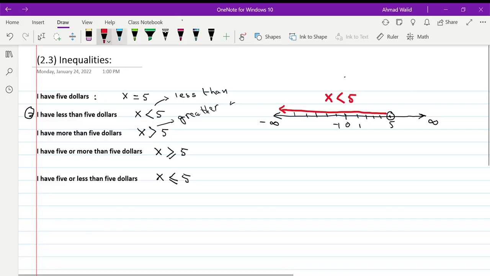Or in the new books, including your book, instead of open circle, we use parentheses. You open a parenthesis to the left and you draw your line or shade the left side. Correct? Sentence number 3. I have more than $5.